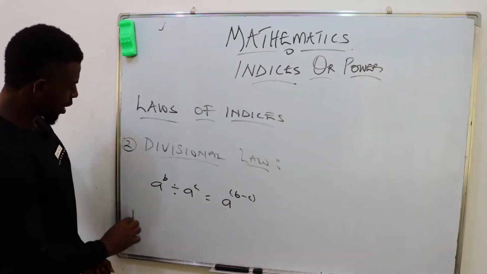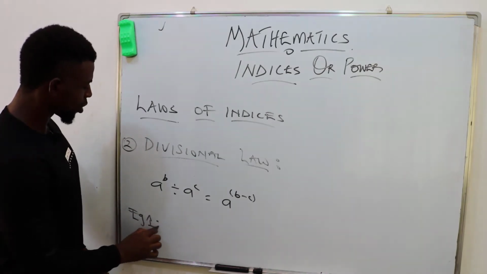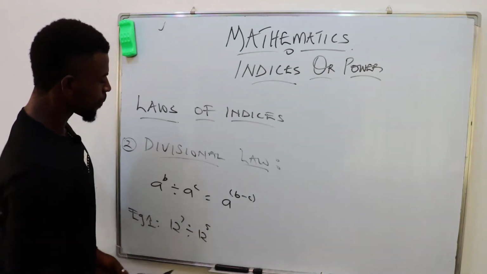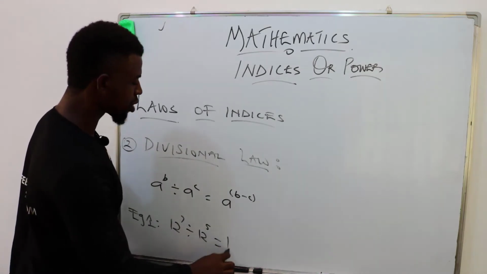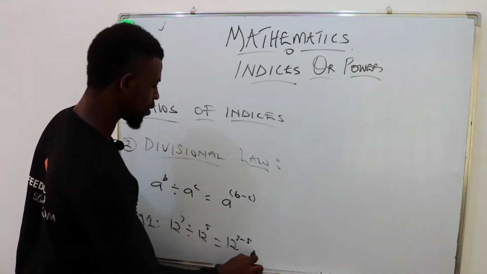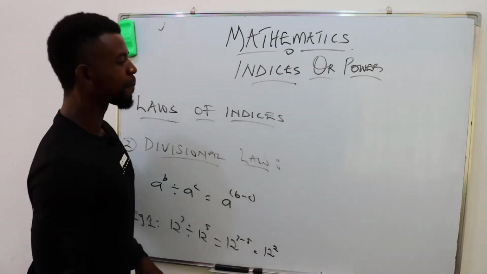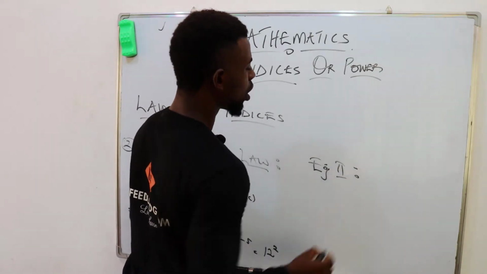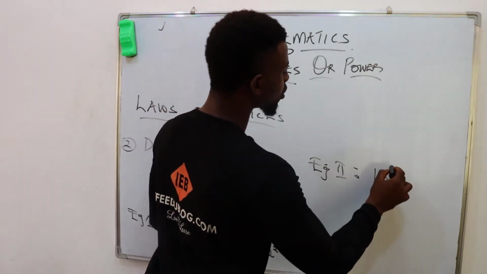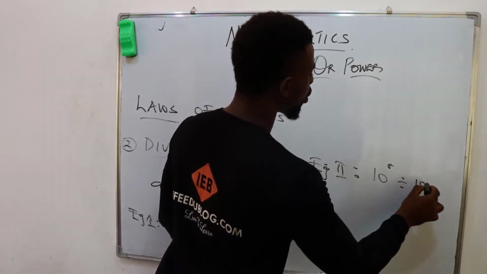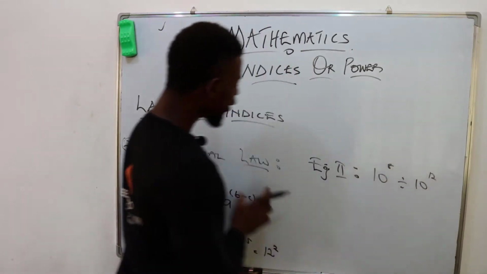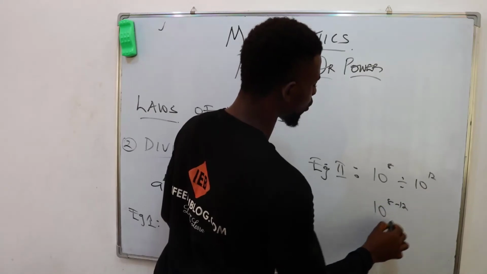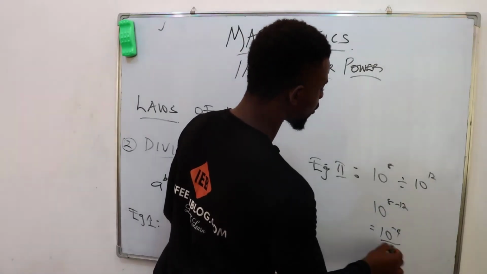So an example, our first example will be if I have 12 raised to the power 7 divided by 12 raised to the power 5. From our divisional law, it tells us that the solution is equal to 12 raised to the power 7 minus 5, which is equal to 12 raised to the power 2. Another example, example 2. If we have 10 raised to the power 8 divided by 10 raised to the power 12, from our divisional law, it tells us that the solution to this is 10 raised to the power 8 minus 12, which is equal to 10 raised to the power minus 4.